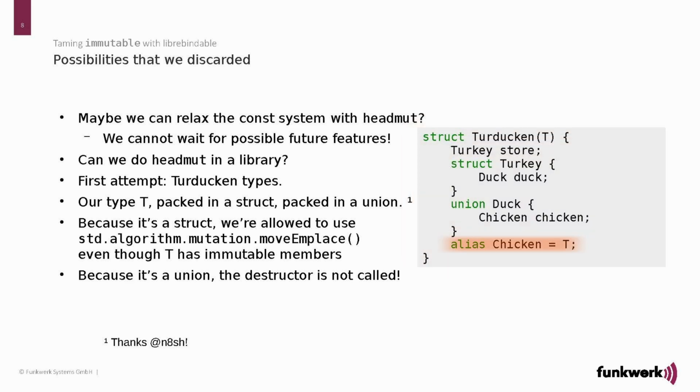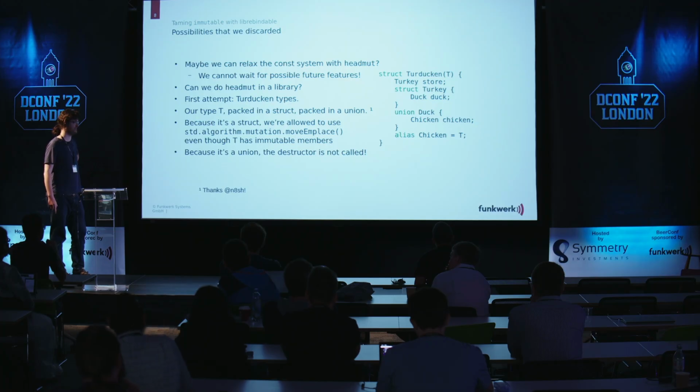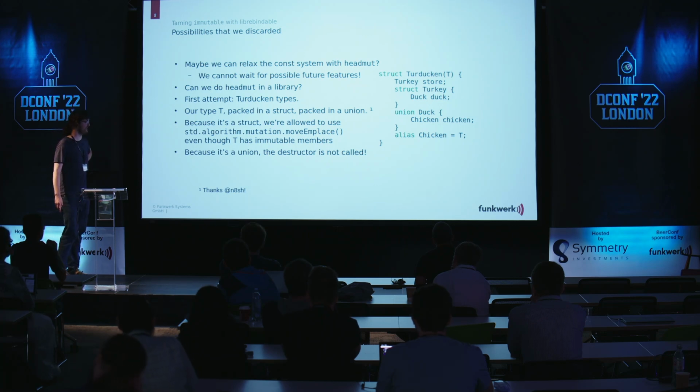So the idea is you have your data type, and you pack it inside a union, and you pack the union inside a struct, and you store the struct in your data structure. And what this does is, hilariously, it just acts like head mutable. Well, it acts like mutable in general. It completely makes it mutable.